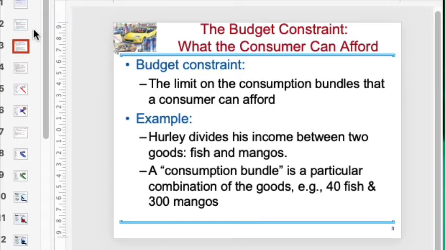So this example is basically about this person who's actually using his income to buy either mangoes या फिर fish. Either one or the other or a mix of both. And he needs to decide कि किस combination के अंदर मैंने consumption करनी है. So she has two things to choose between, fish and mangoes, and she needs to decide कि यार किस ratio में मैंने using my income I want to buy fish and I want to buy mangoes, right? And this combination is called the consumption का bundle, right? So 40 fish, 300 mangoes. So ये combination.